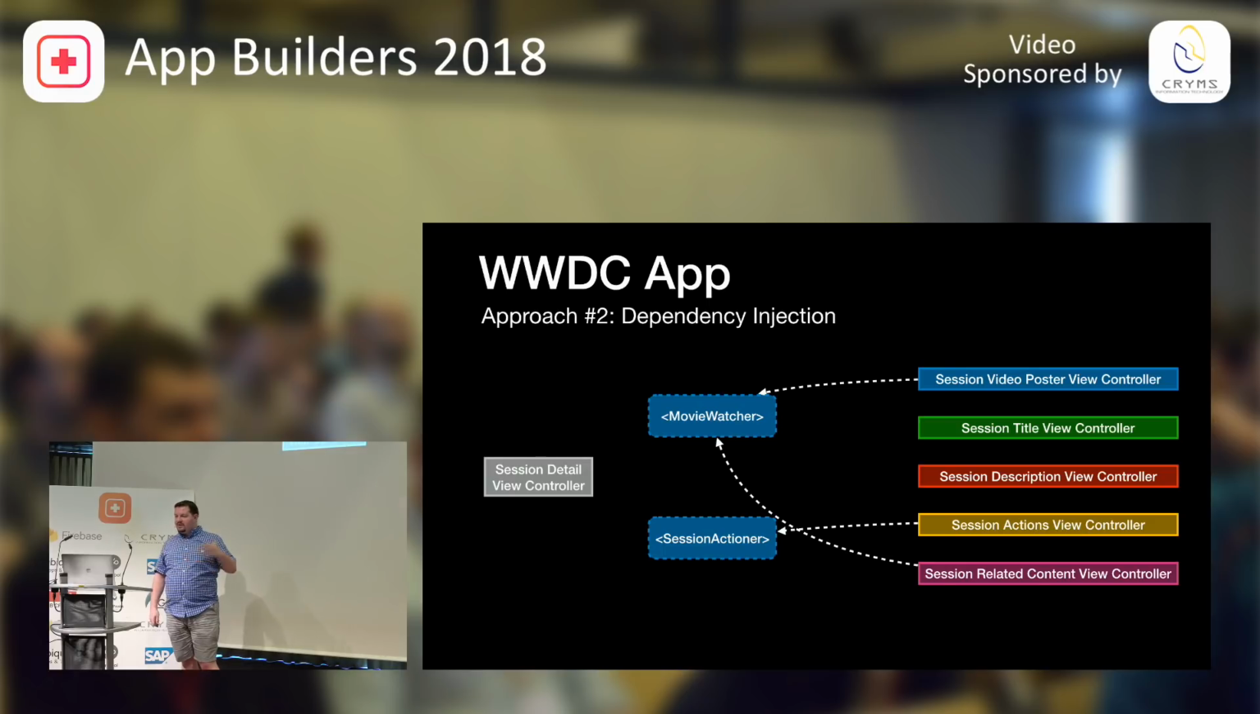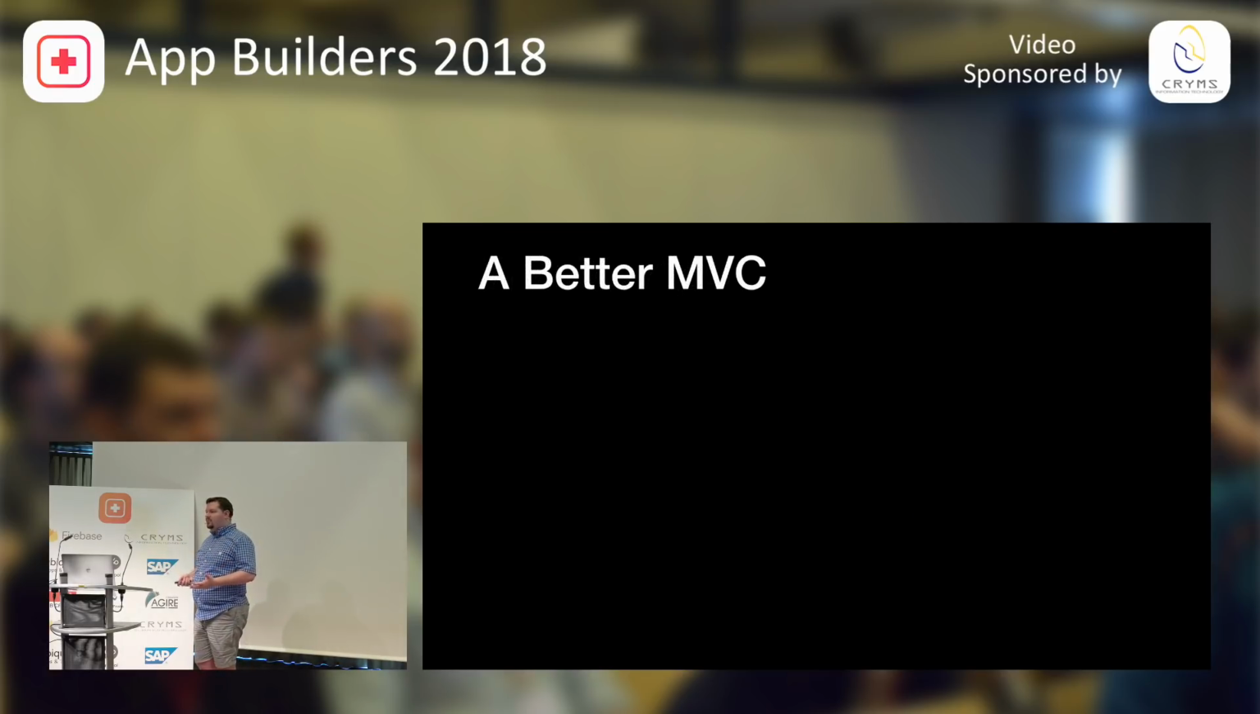So instead of delegating up layers through the various view controllers, we can bypass directly to the controller layer, and again, translate this tap on a poster into whatever action is appropriate for those objects. So this is how we can make a better MVC.